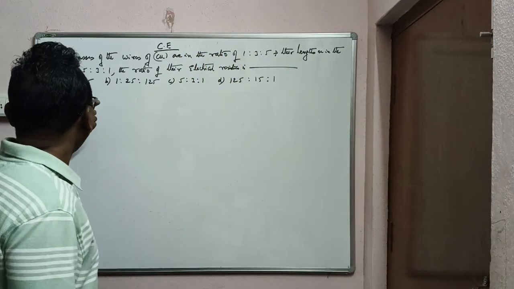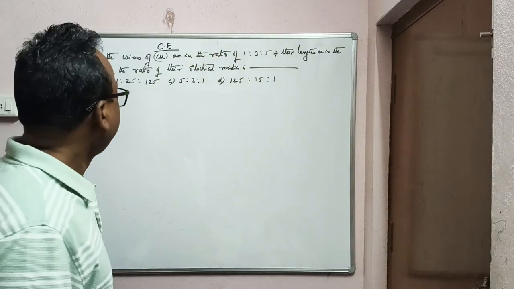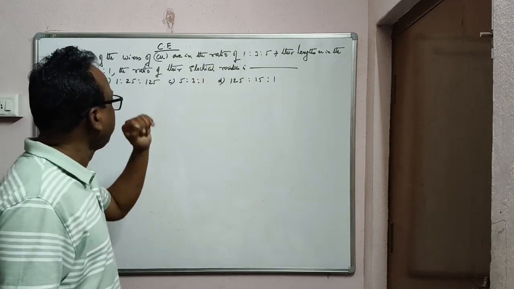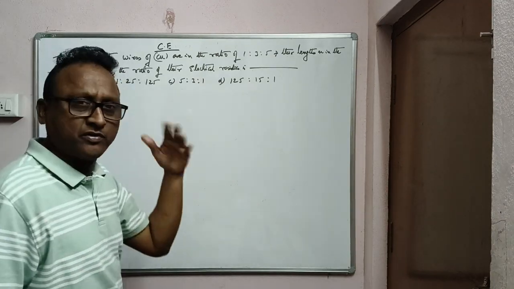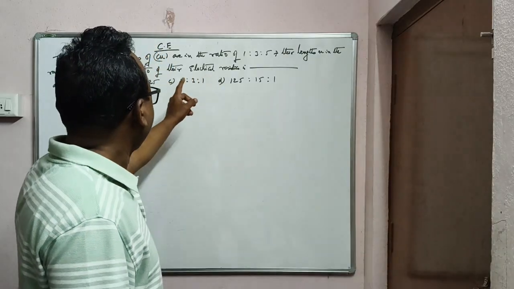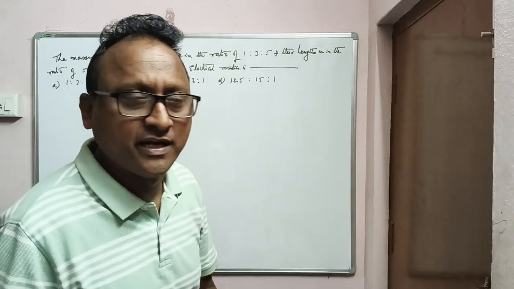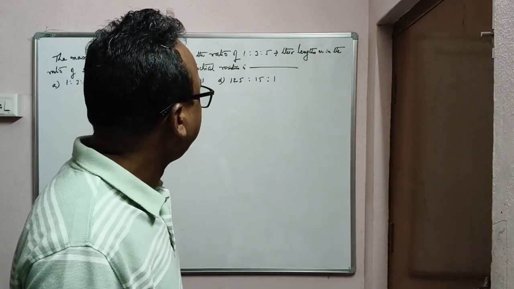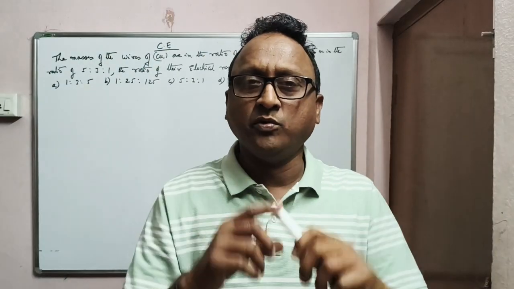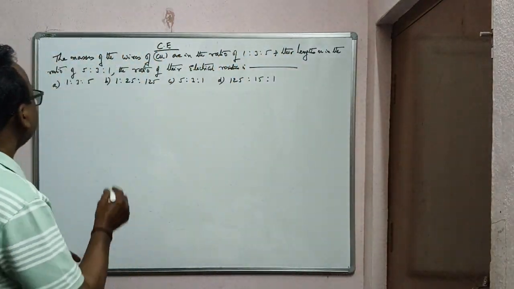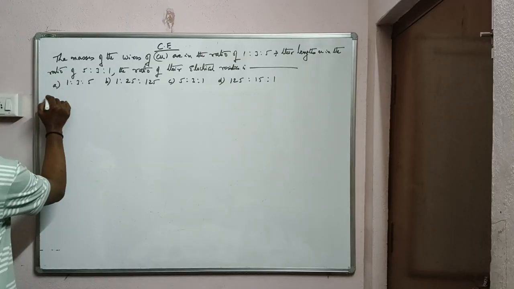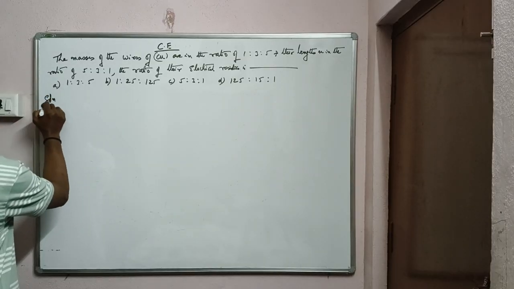A 1:3:5, B 1:25:125, C 5:3:1, and finally D 125:15:1. Now we'll do the solution for such type of problems. So note the solution, very dead easy problem this one.